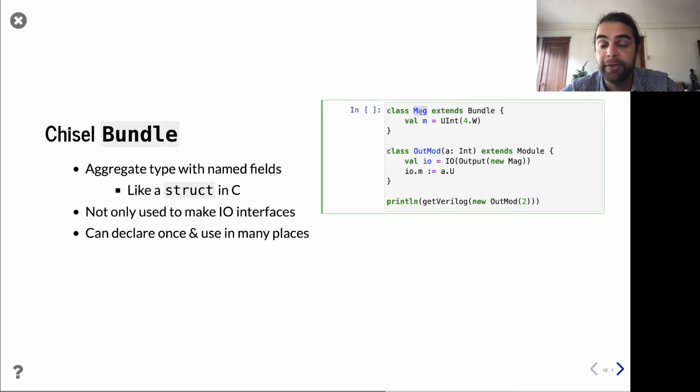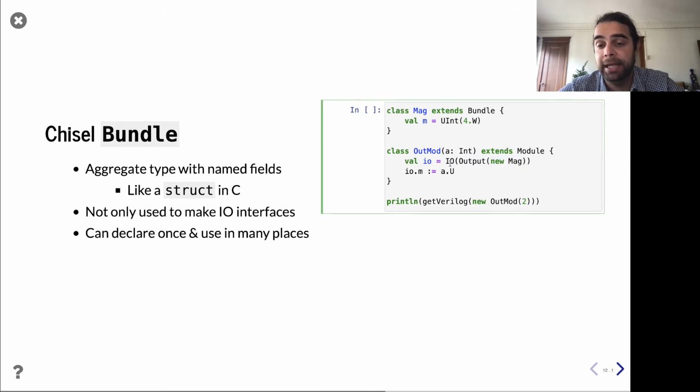So here we defined the class Mag, perhaps short for magnitude. It has a field M, and that field M is a 4-bit UInt. Now I'm going to go ahead and define my own module. Let's call it OutMod, whatever you want to call it. It takes in the Scala number and assigns the output to that thing. Notice now when I declare the I/O, I'm just saying, hey, give me an instance of this Mag bundle, because eventually for our I/O, we want to have a bundle in there.